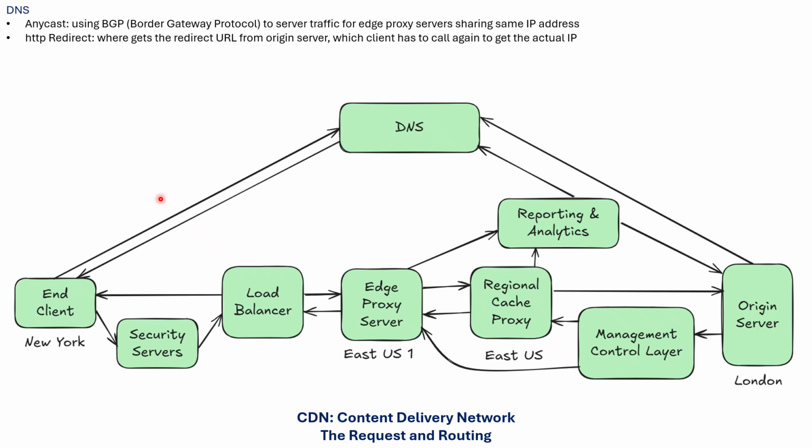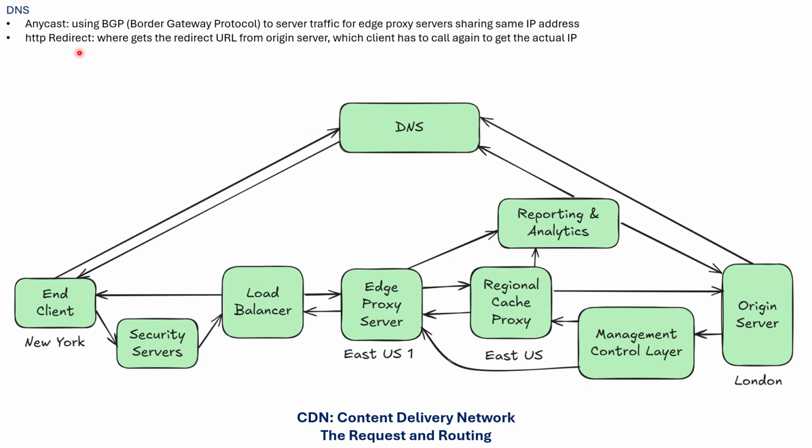This is far more efficient than a single distant server having to handle every request coming from New York going into London. Instead of that, using Anycast and BGP protocol, we are able to get the IP address of the topologically nearest server.